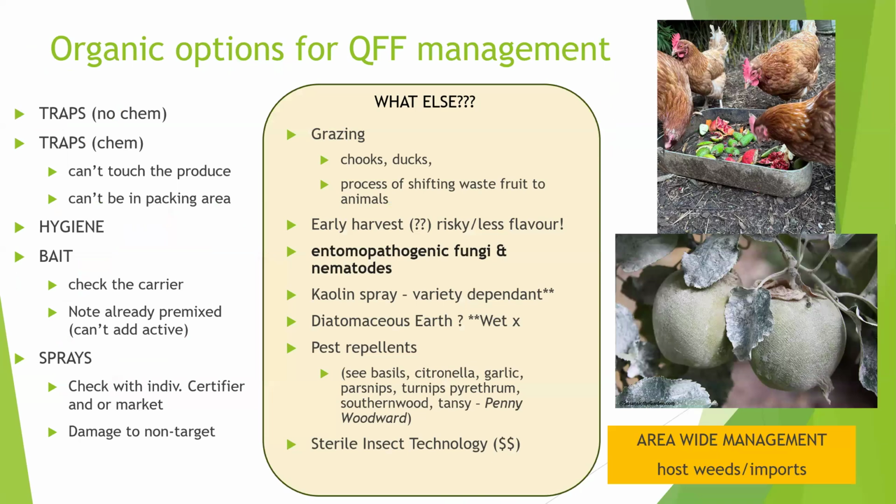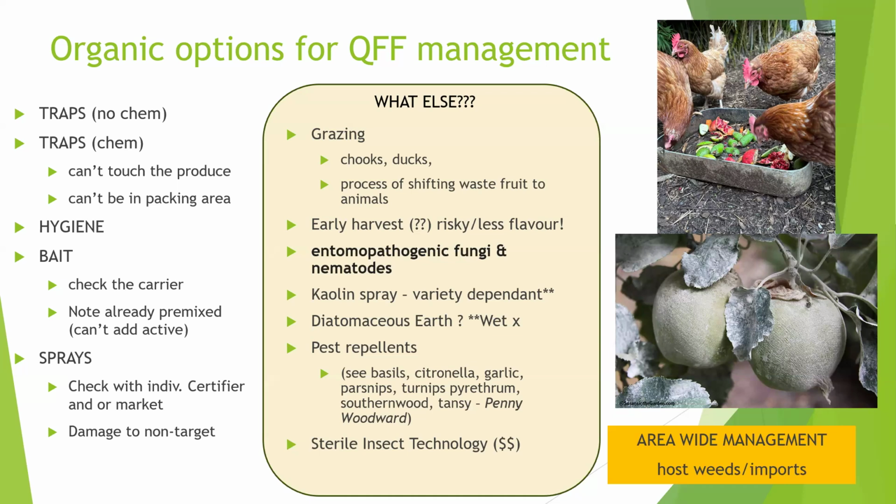There are some organic options that we can now bring into the mix as well. So consider the trap that you want. Some have chemicals and some don't have chemicals. Some rules with organic production mean that the fruit fly trap contents can't touch the produce, and some specify that they can't be in a registered packing area. So please double check your standards that you're growing to if you're an organic producer. Hygiene's definitely the number one strategy because you have the greatest amount of control over where that infested bit of fruit goes.